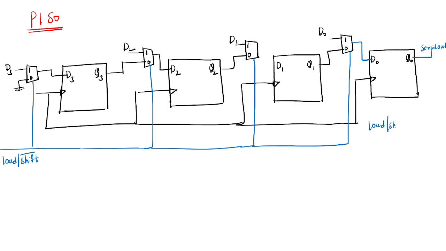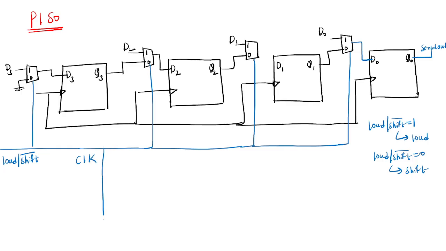When load by shift bar equals 1, which operation will be done? Load operation, parallel load, will be done. When load by shift bar equals 0, which operation will be done? Shift operation will be done. So when this is 1 it means loading the data, and when this is 0 it means shifting the data.